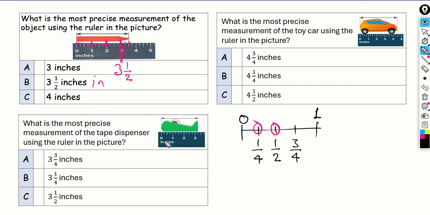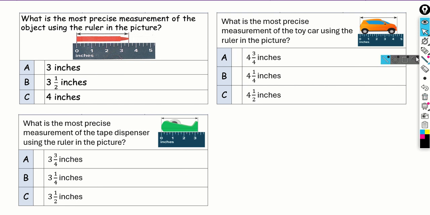Next question: 1 inch, 2 inch, 3 inch. So this is complete inches. Now parts, the first part is 1 over 4. Try this question yourself. Think about it and see if you can get the right answer.